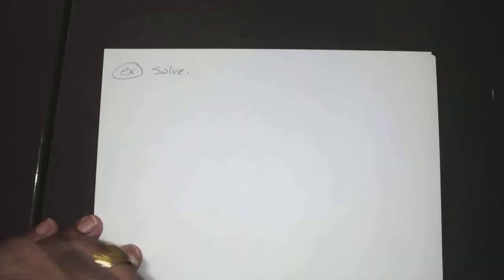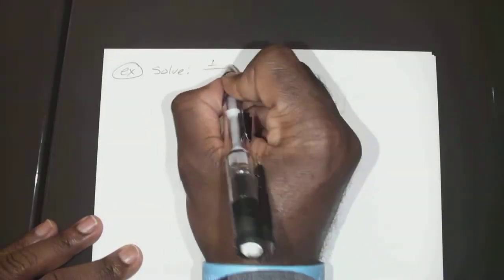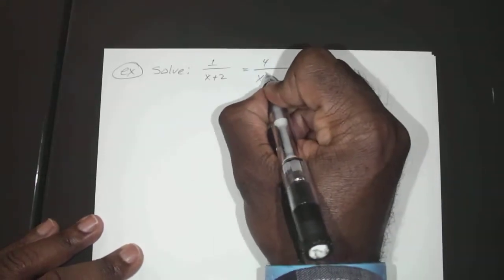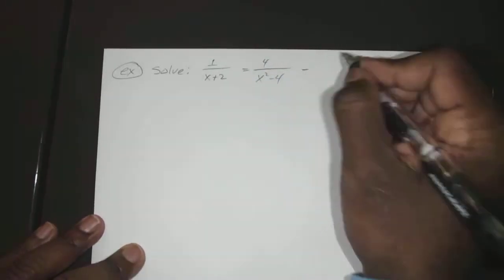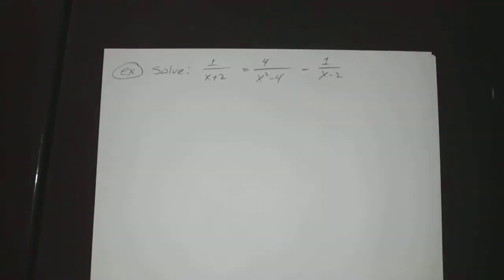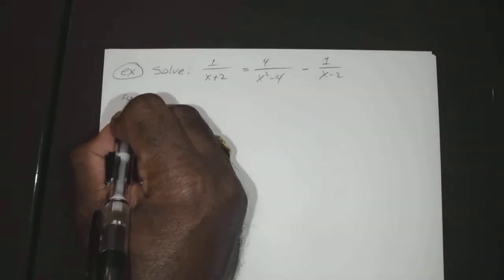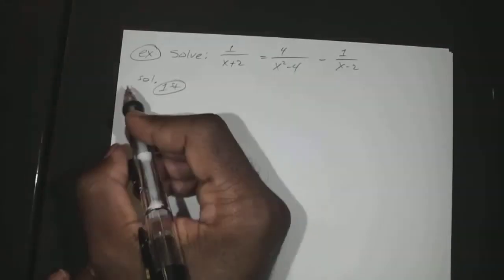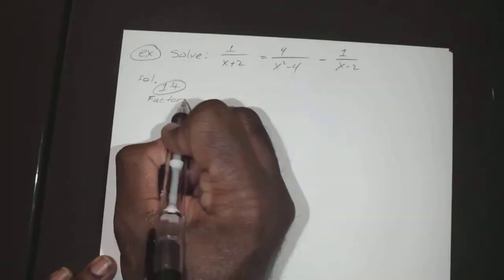we wanted to solve 1 over x plus 2 equals 4 over x squared minus 4 minus 1 over x minus 2. Okay, so your first step, you want to factor everything that needs to be factored.